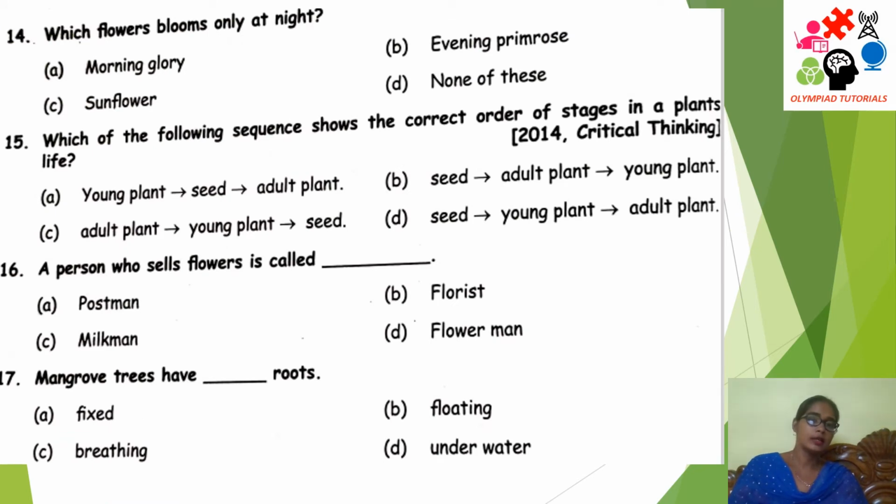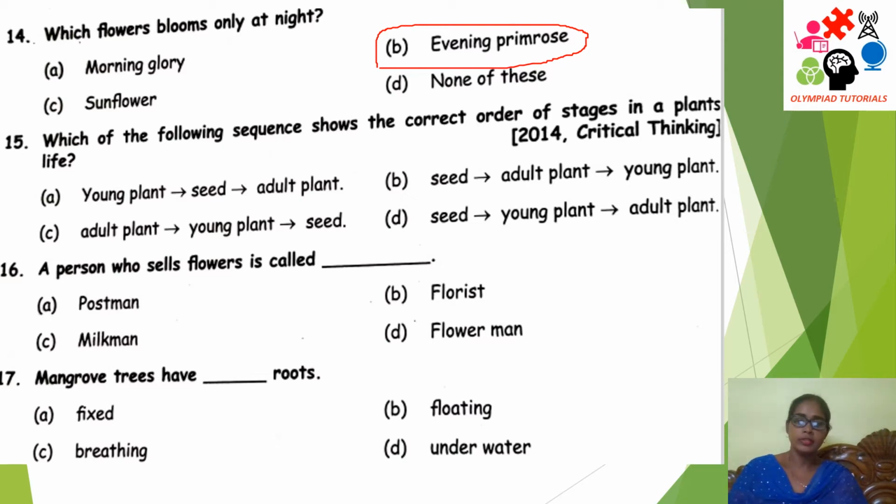Question number 14. Which flower blooms only at night? So here you have four options: morning glory, evening primrose, sunflower, none of the above. This question is also very easy. Many of us might be having an evening primrose flower at home. So here your option is going to be evening primrose. They bloom only at night.